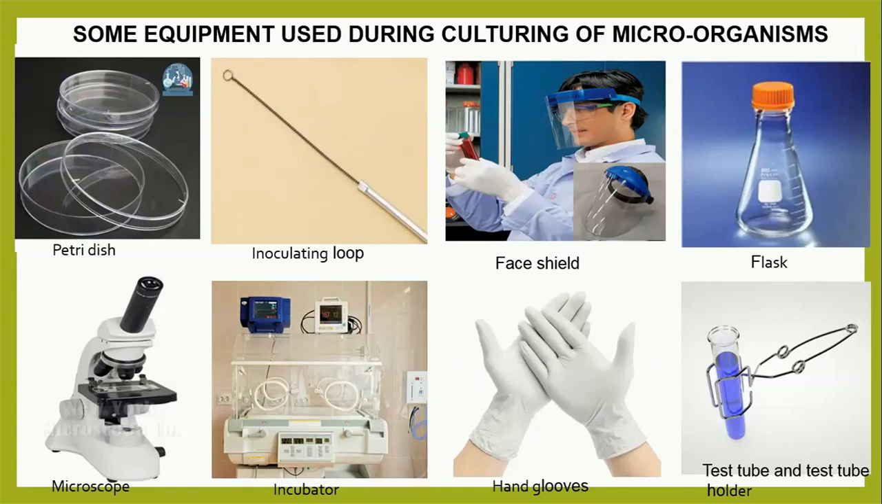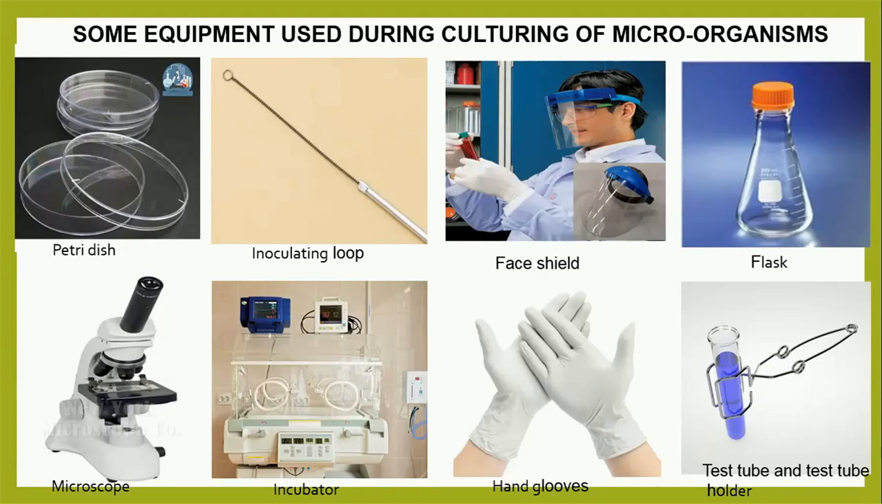Then we have flasks for collecting materials. We have the microscope, a very important instrument which is used to see these organisms because they are very small. We have the incubator. Now, an incubator is a machine that is used to ensure that the microorganisms that are being cultured are exposed to the right environmental condition to ensure their growth. We have hand gloves.